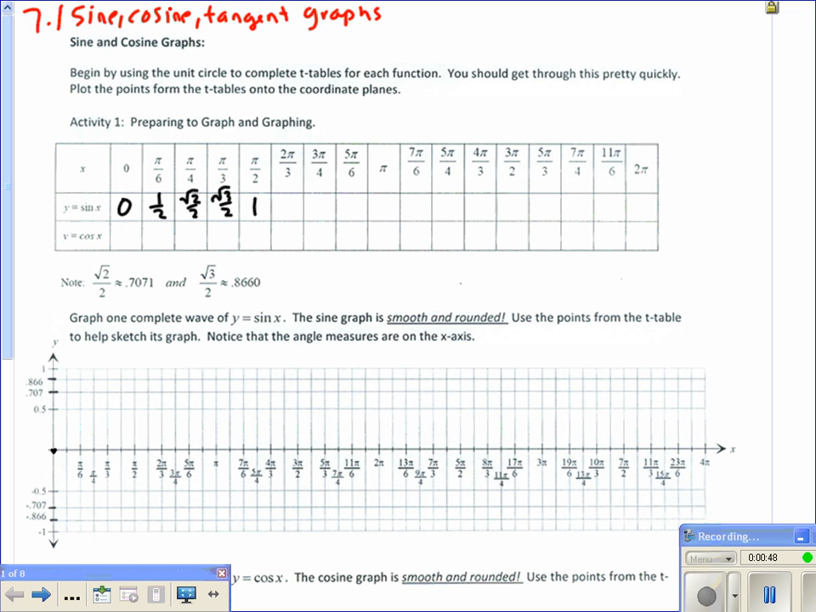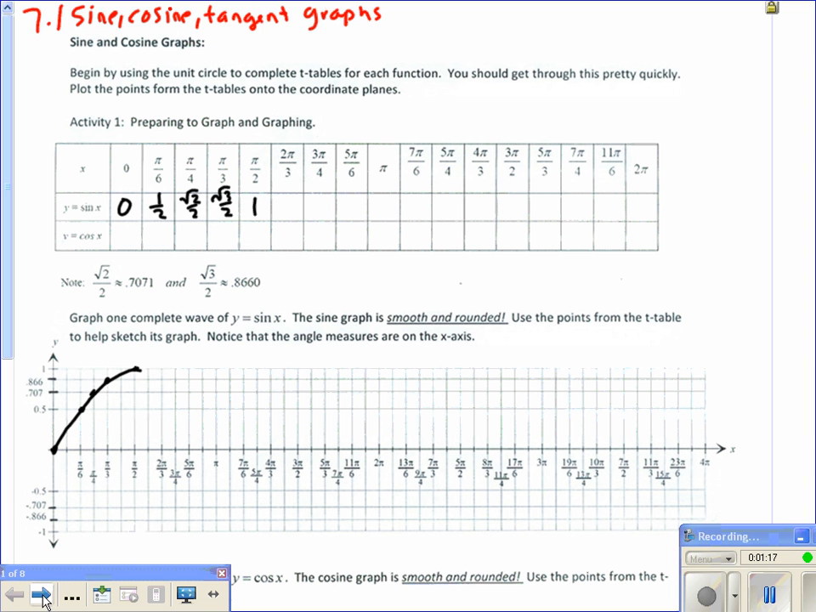So 0, 0 for sine, then you have pi over 6, 1/2, pi over 4, root 2 over 2, which, remember, is a decimal 0.707, and then pi over 3, root 3 over 2, pi over 2, 1, and then you're going to make a smooth curve and complete the graph. So do that and then come back. You might want to push pause and do that if you haven't already.